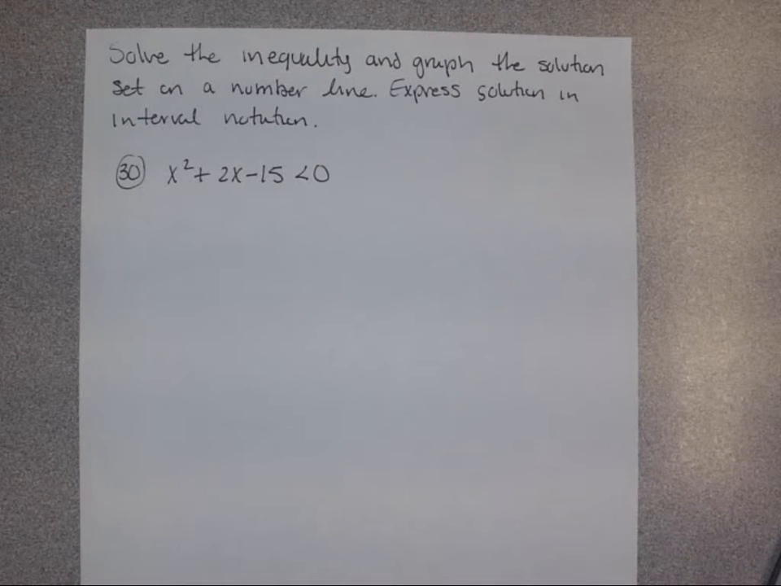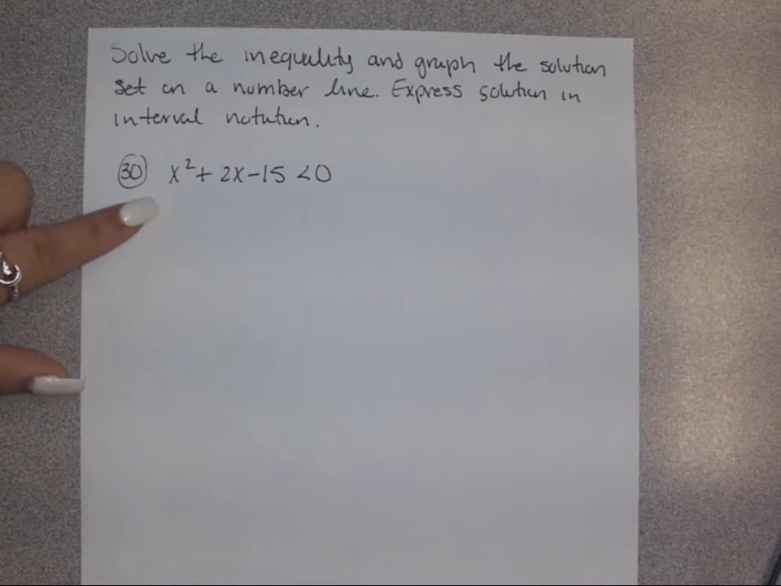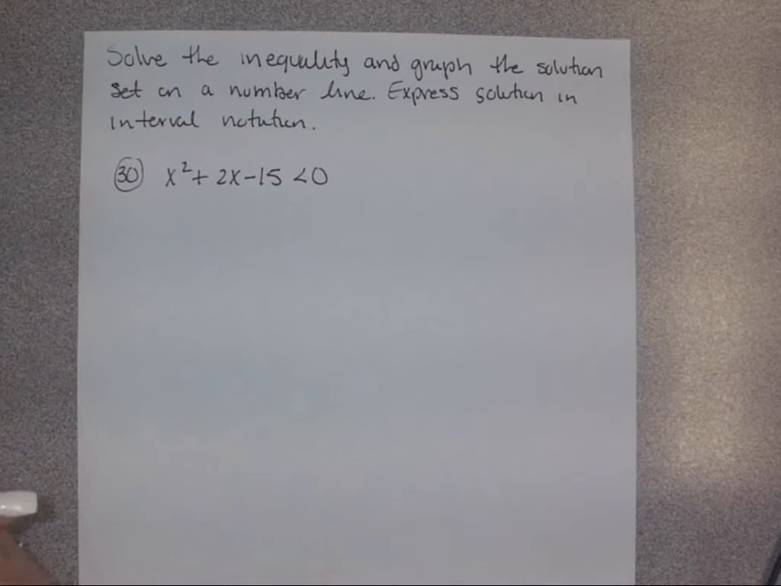So let's look at solving an inequality. When we solve the inequality, we need to graph the solution on a number line, and we need to express our answer in interval notation. So we have the inequality of x squared plus 2x minus 15 less than 0.